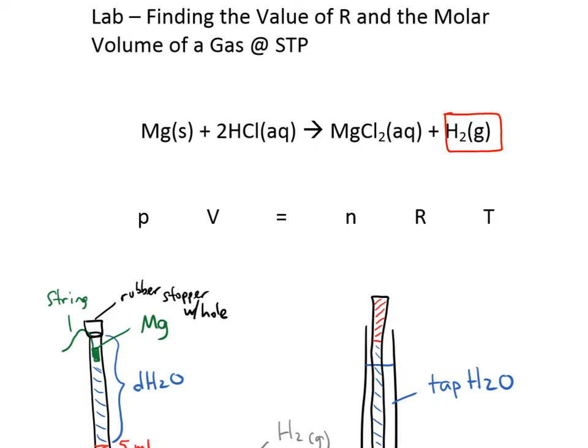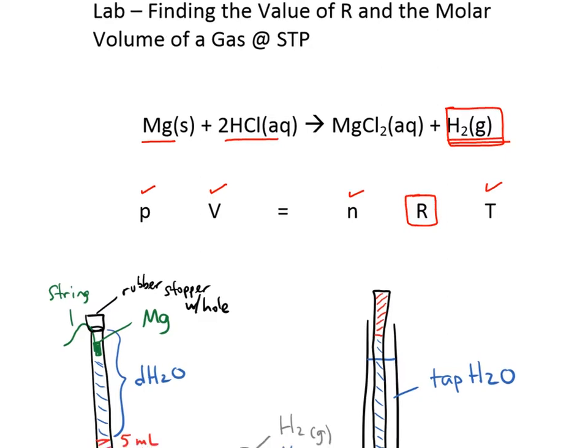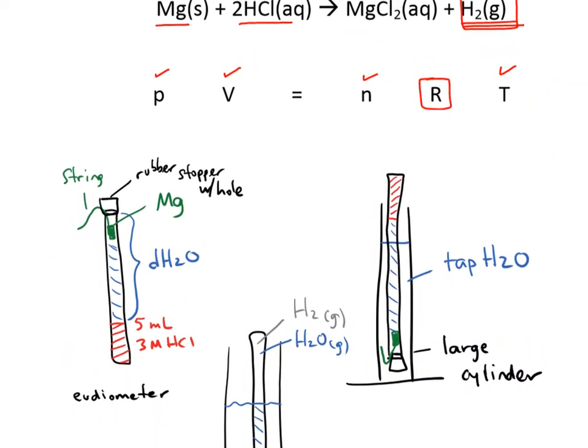So if we're trying to find R, we need to know every other aspect. We need to know the temperature of the hydrogen, moles of the hydrogen, volume of the hydrogen, and the pressure of the hydrogen. So the first thing we have to figure out is how do we react magnesium and hydrochloric acid and capture all of this hydrogen gas in order to measure all these things. So to do that, you're going to collect the hydrogen gas over water. You learned that that's a good way to collect a gas, and so here's what you're going to do.